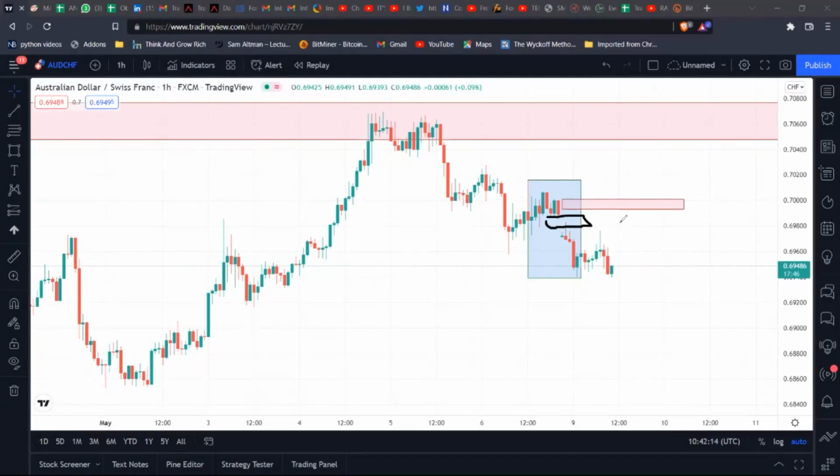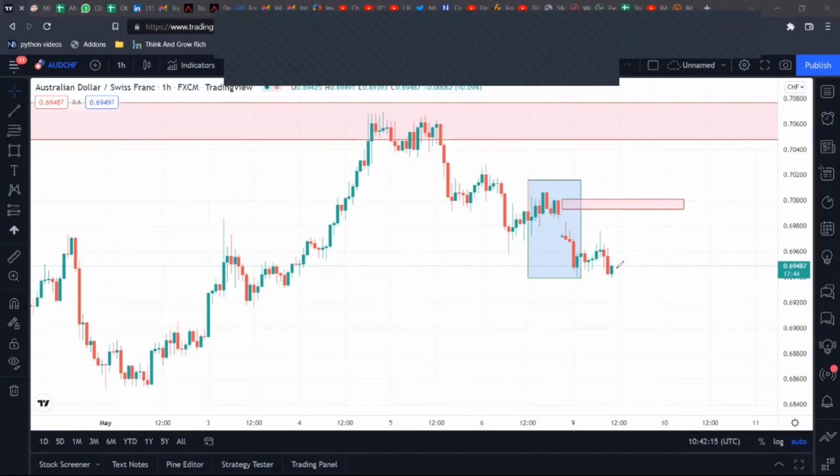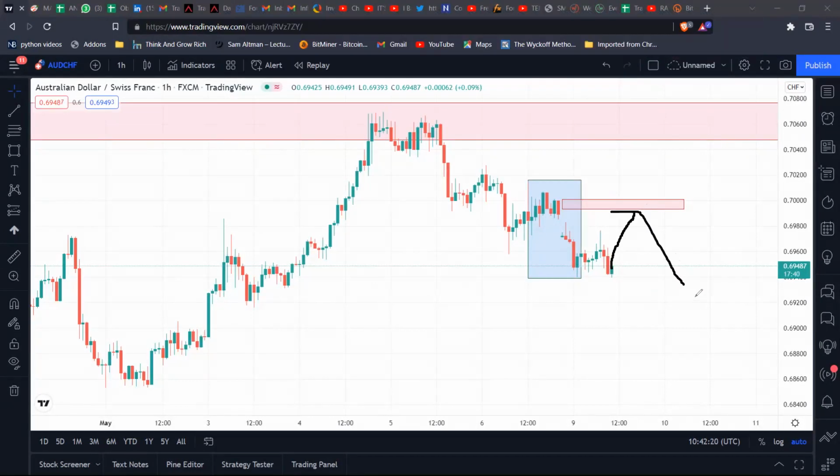So we might see this trade back up into this area, and then I'll be looking to sell this back down, right? Obviously, if I'm looking to sell this back down, I'll be targeting this liquidity here, while also targeting the higher time frame structure that I was looking to sell to, okay?